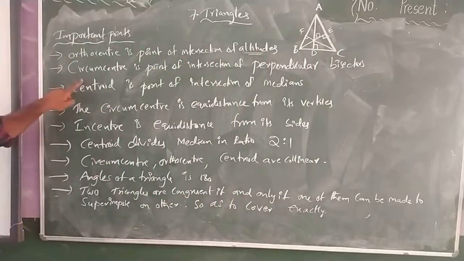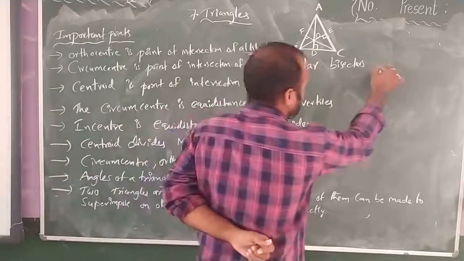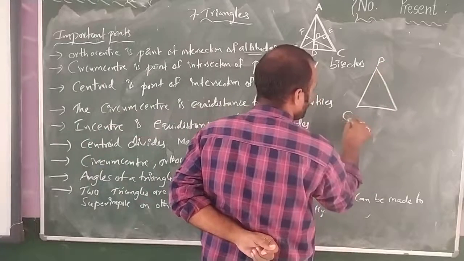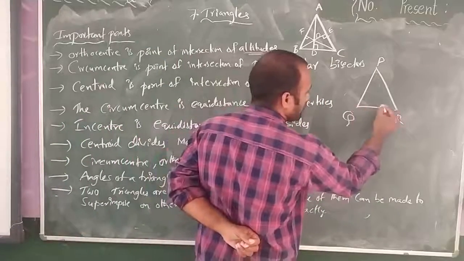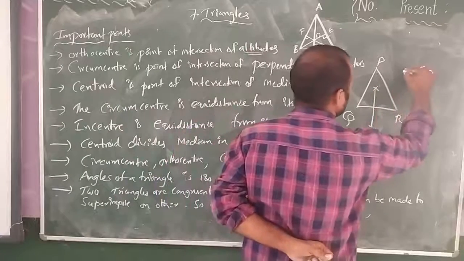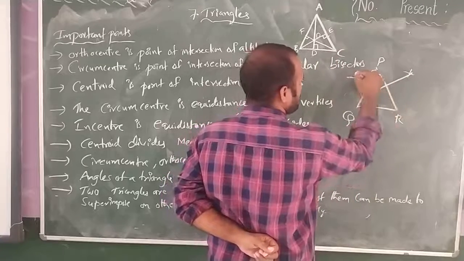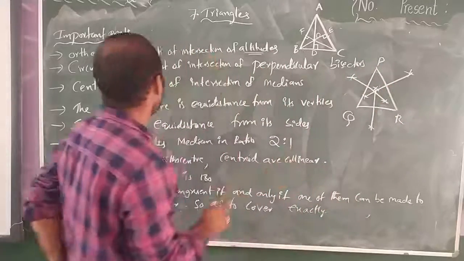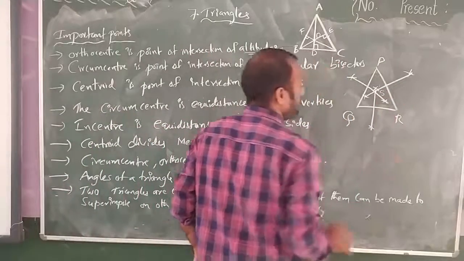The second one is: the circumcenter is the point of intersection of the perpendicular bisectors. It means for a triangle PQR, first we will draw the perpendicular bisector, taking more than half. This is the first perpendicular bisector, and on this side also we are going to draw another perpendicular bisector, and on the third side also another perpendicular bisector. The intersection of the three perpendicular bisectors we are going to call the circumcenter. We are going to denote it by S.